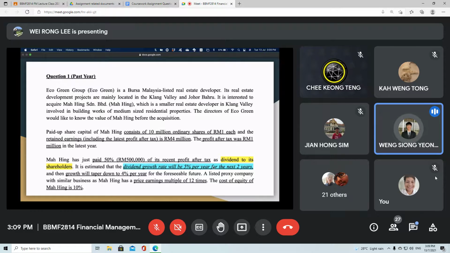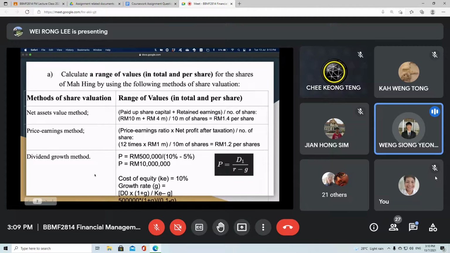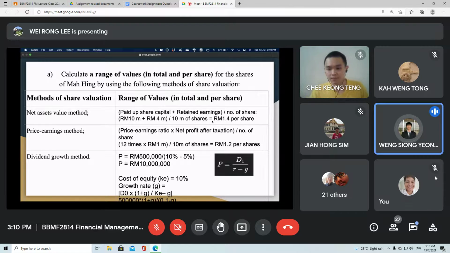So for the first question, calculate a range of value in total and per share for the shares of Masing by using the following methods of share valuation. The first method is the net asset value method. The formula is paid-up share capital plus retained earnings, then divided by the number of shares. So it will be 10 million plus 4 million, added together and divided by 10 million. So it's RM1.4 per share. So I will pass the next method to another presenter.